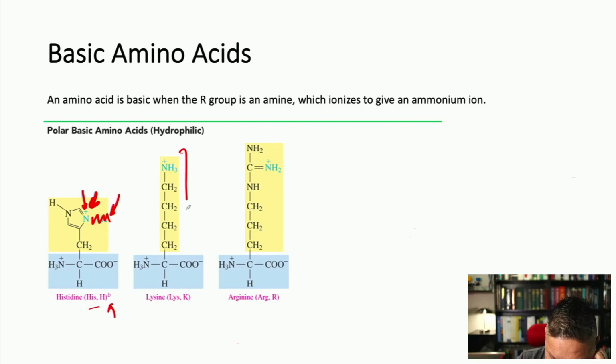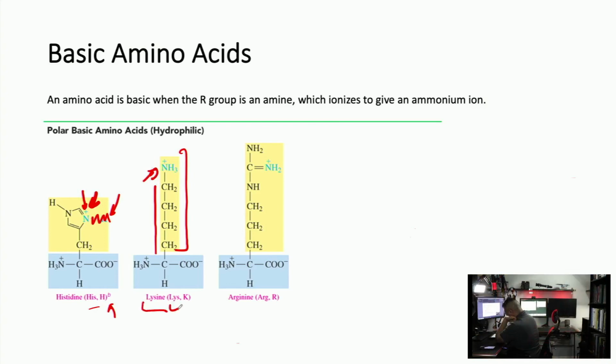H for the 1-letter designation. Next, lysine. Super long alkyl chain from the alpha carbon, and then an ammonium at the end. Alright? With ammonium at the end. Lysine, LYS, and K.